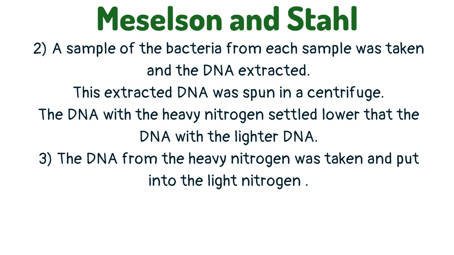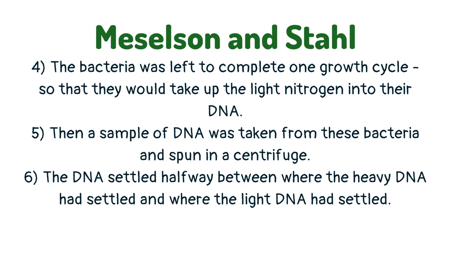Step 3, the DNA from the heavy nitrogen was taken and put into the light nitrogen. Step 4, the bacteria was left to complete one growth cycle, so that they would take up the light nitrogen into their DNA. Step 5, then a sample of DNA was taken from these bacteria and spun in a centrifuge. Step 6, the DNA settled halfway between where the heavy DNA had settled and where the light DNA had settled.